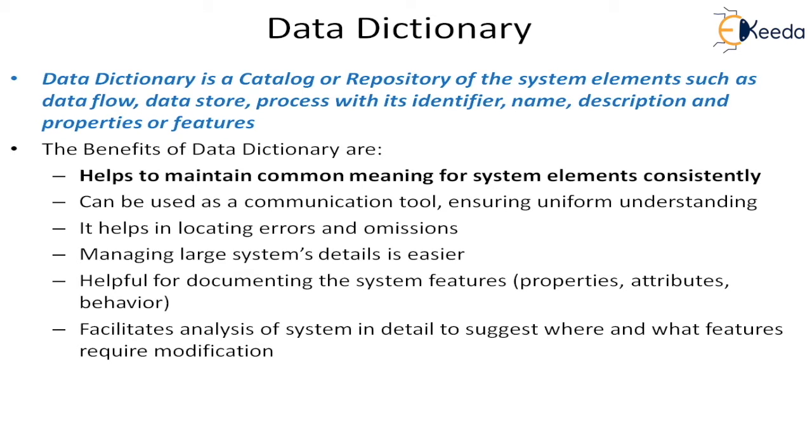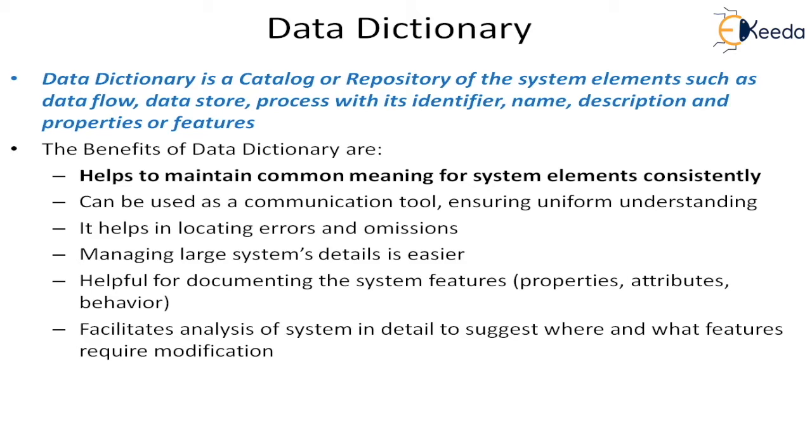Then we come to what is known as the data dictionary. Because we have done the process specification, and we have done the data flow diagram, the control flow and the state chart, it is always good that we keep a data dictionary. So what is a data dictionary? A data dictionary is a catalog or repository of the system elements.